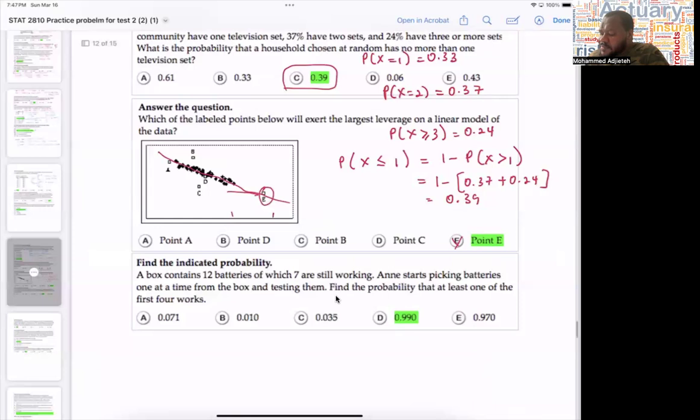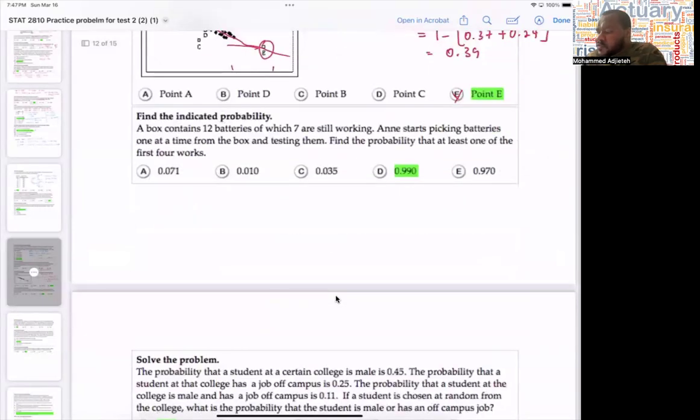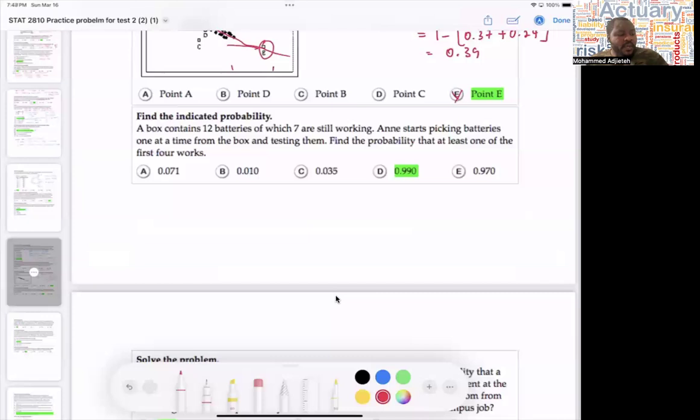Now let's proceed to this one. Here we are told that a box contains 12 batteries, of which 7 are working, and we start picking batteries one at a time from the box and testing them. Find the probability that at least one of the first 4 works. We have to find the probability of at least one of the first 4 works. This is the same thing as we can do the complementary. So P of what? At least one of the first 4 works.